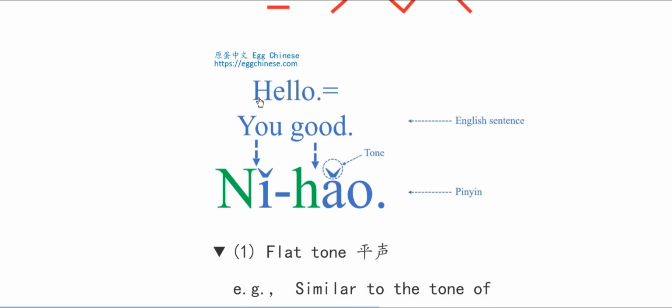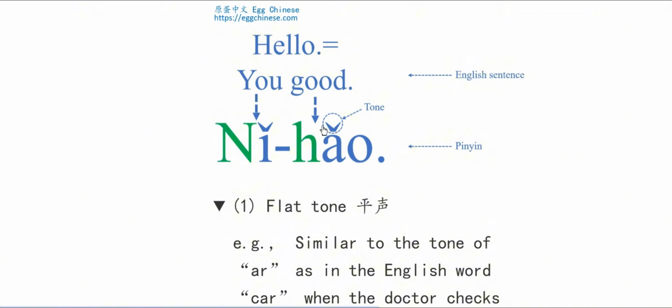So for example, hello in Chinese means, you good. So you, its pinyin is nǐ, 你, good is hǎo, 好. So now we can pronounce it because N is as no, and this I is as E.